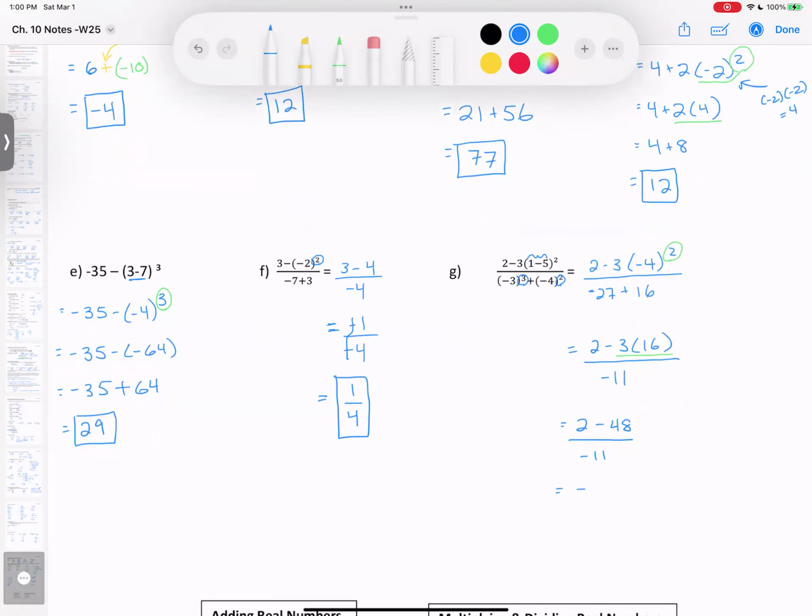Now I can do that subtraction to get -46 over -11. And I've got two negatives, so those cancel each other out. 46 over 11, can we simplify? No. 11 is prime, so its only factors are 1 and 11. And 46 can't go into 11. So this is the simplest we can go. So our answer here then would be 46 over 11. Or if you want, you could make it a mixed number, which would be 4 and 2 over 11. And that's it for chapter 10.